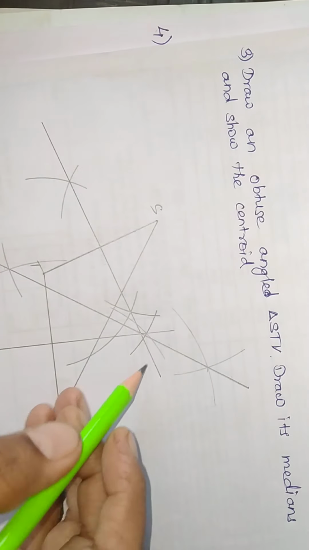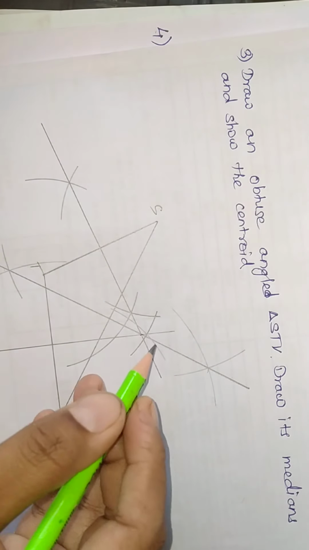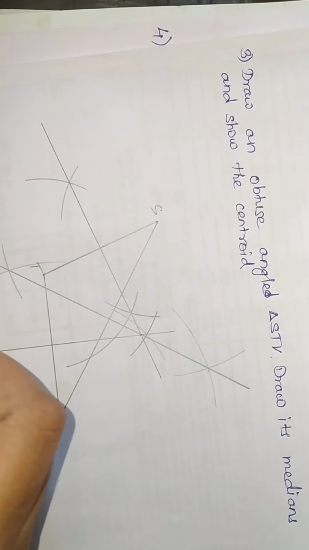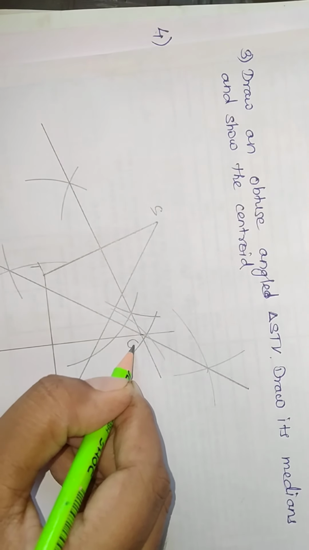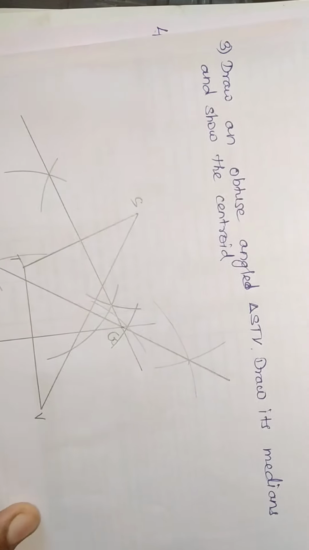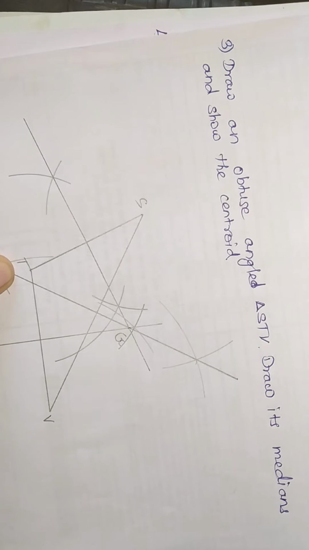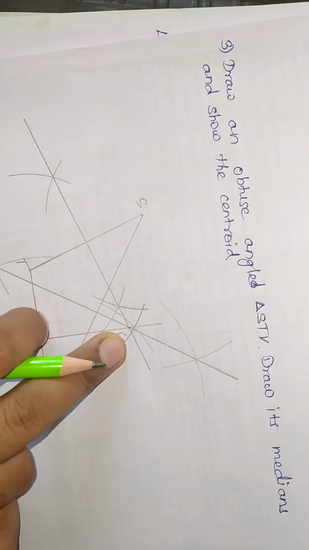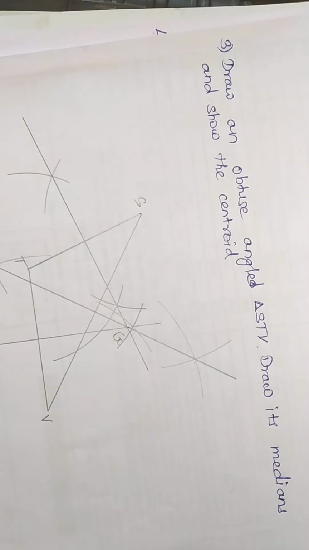Now see where we got the point of concurrence. Here, outside, this is the centroid of the triangle. The centroid is denoted by G, so we can give the name G. The third question will come like this: for an obtuse angle triangle, the centroid, the point of concurrence, will come outside of the triangle.